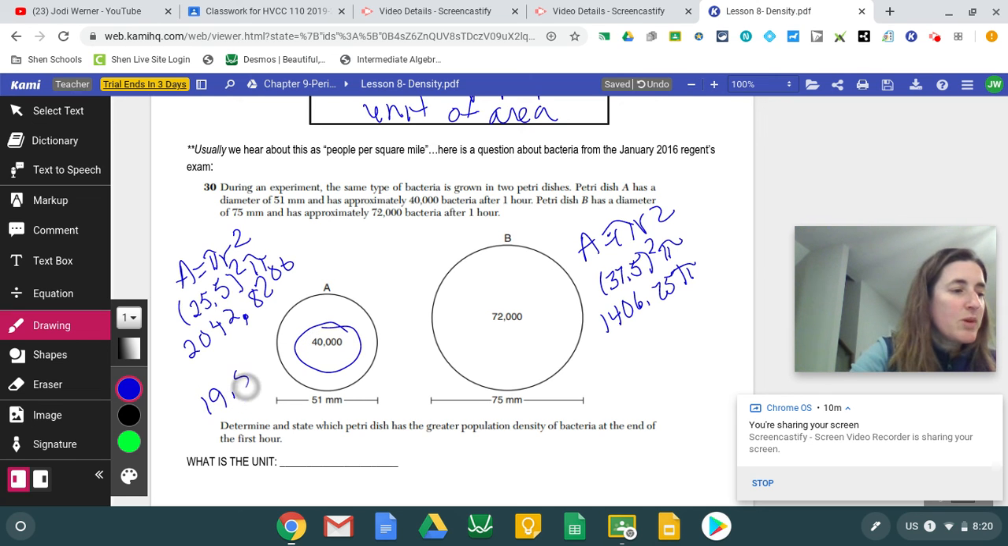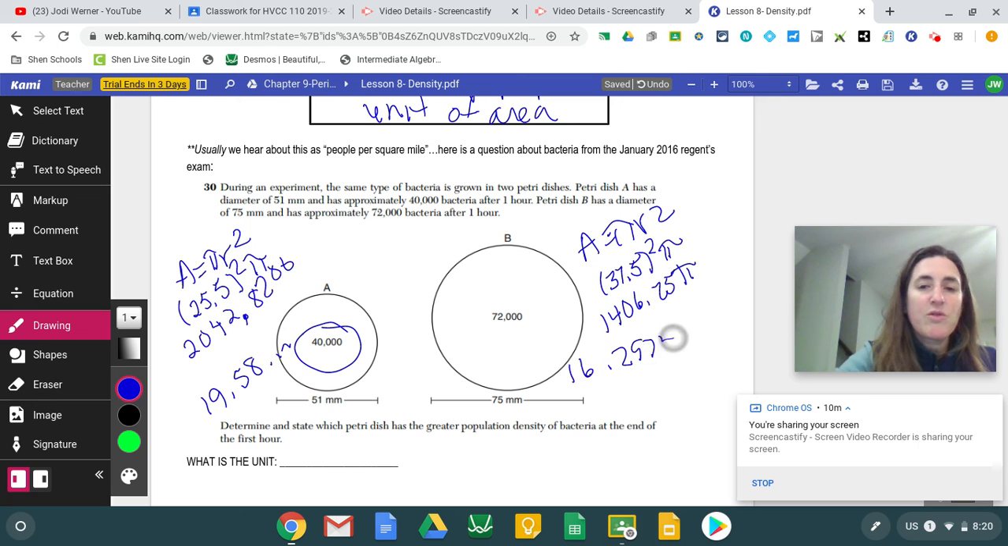Now when I take the population and divide it by those areas, I end up getting around 19.58 for dish A, and around 16.2974 for dish B. So even though dish B is bigger and has a higher population, dish A is more densely populated. It's smaller and there's a fairly large number of bacteria in that space.